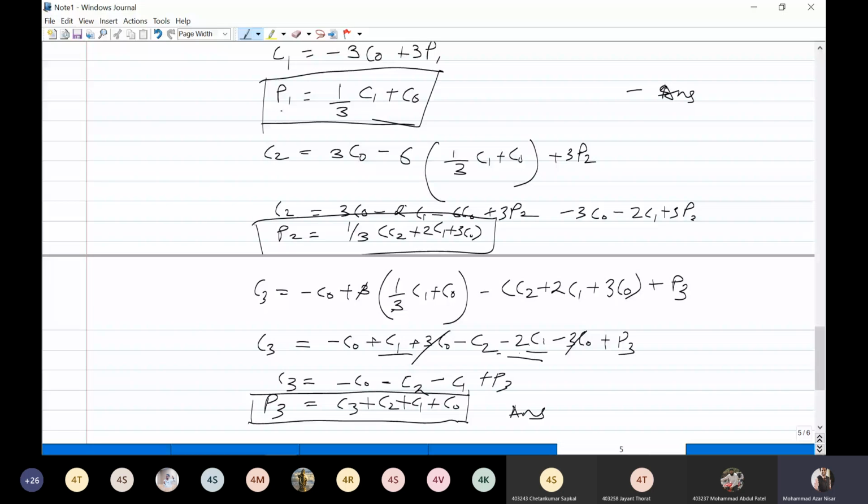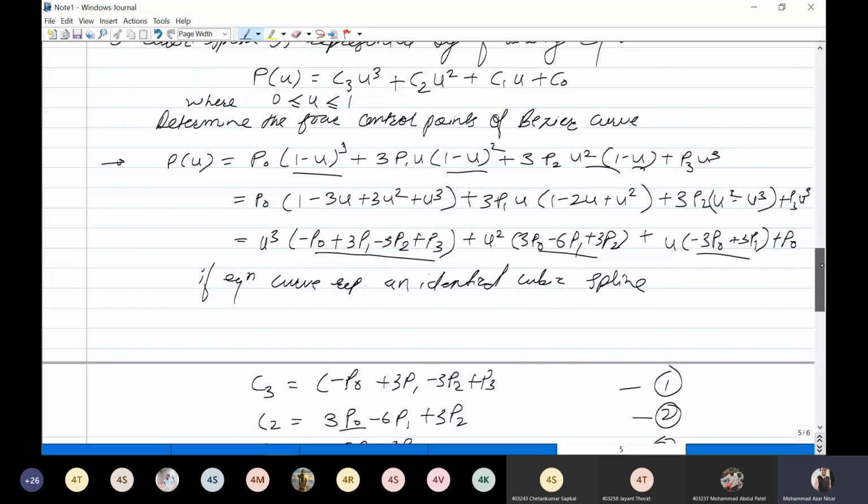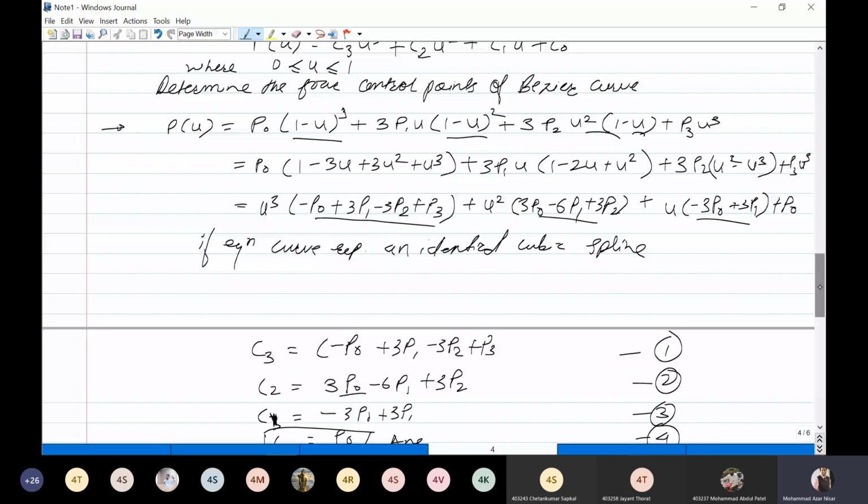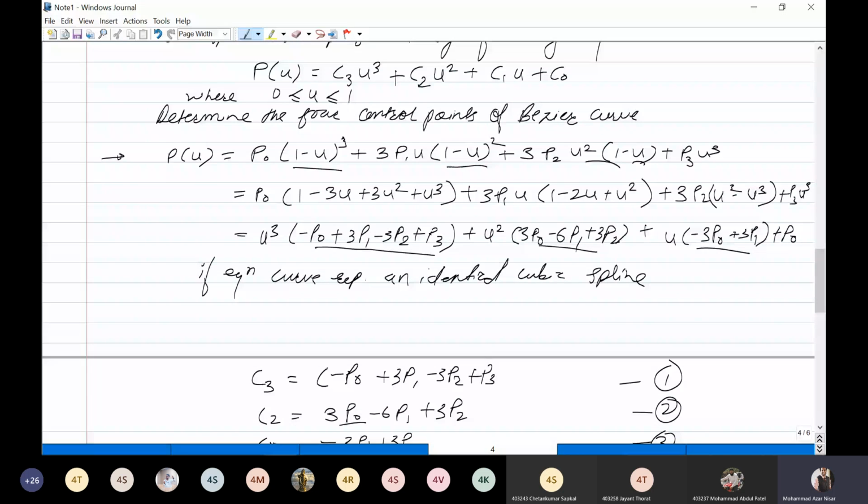In this way, if the equations are there to solve for the points, instead of a matrix you can use these equations to solve it. I'll come back to the presentation.